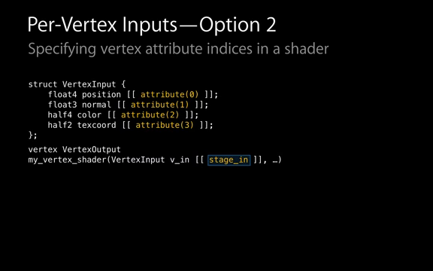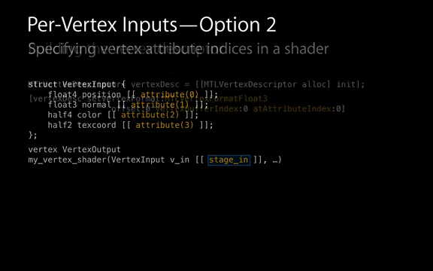So I have a struct. I've defined the data types I want to use and the attribute indices they're going to use. And notice that I've declared them with the StageIn qualifier, because this is going to be per instance for every instance that executes the vertex shader. Okay, so let's look at the API.